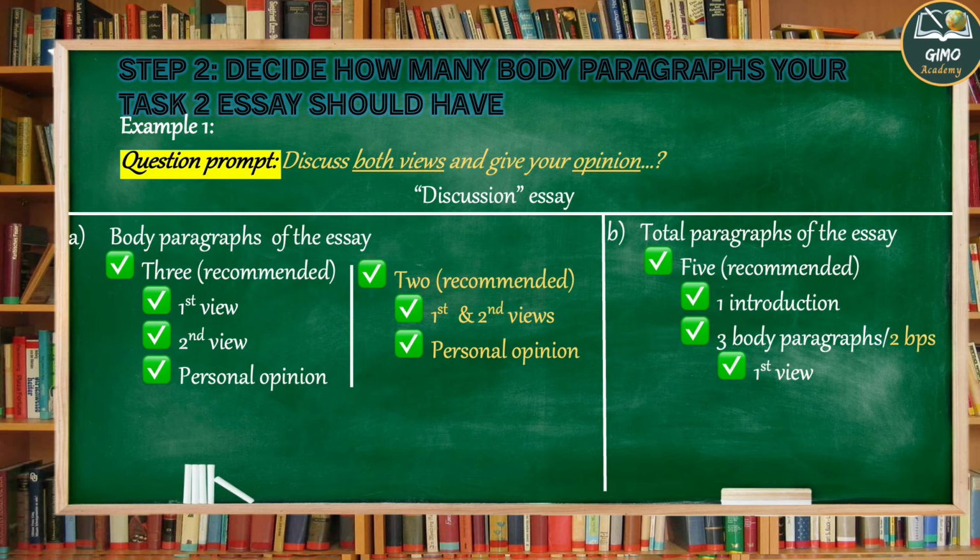In this case, if you're following the first module, not the second one, with 3 body paragraphs, you have to discuss the first view, the second one, and then state your opinion. And the final paragraph of your essay should be the conclusion. For this reason, in the discussion essay, you should have 5 paragraphs. That's the recommended one.